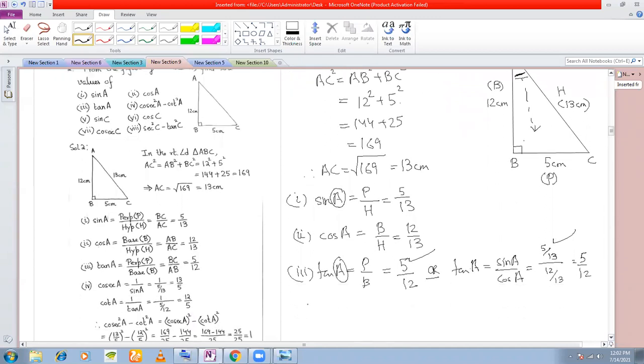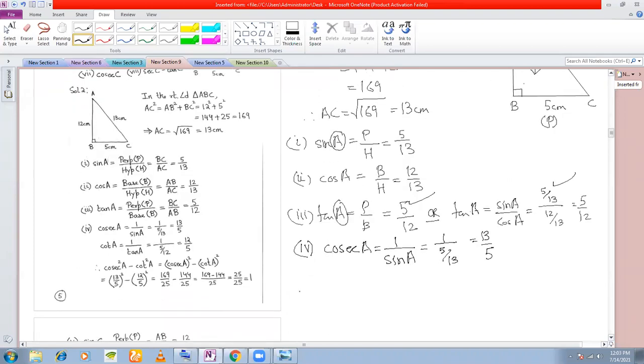Next is cosec square A minus cot square A. So first of all, let's find out cosec A. Cosec A, you know, is the reciprocal of sine, which is equal to 1 by 5 by 13, which is 13 by 5. So cosec A we have calculated. Next, let us find out cot A. Cot A is the reciprocal of tan, so cot A is 1 by tan A. Tan A above you have found to be 5 by 12. So this is 12 by 5.